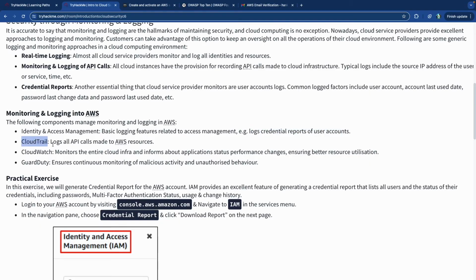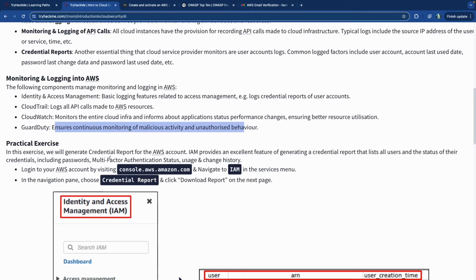Then you have CloudTrail, which logs all the API calls made to the AWS resources, CloudWatch, which monitors the entire cloud infrastructure and informs about application status and performance changes, ensuring better resource utilization, and GuardDuty, which ensures continuous monitoring of any malicious activity and unauthorized behavior.